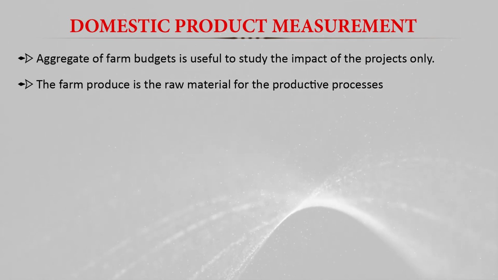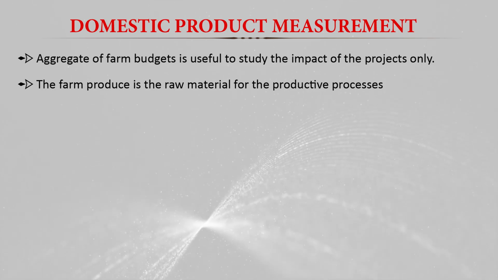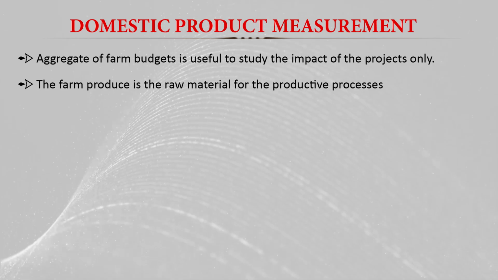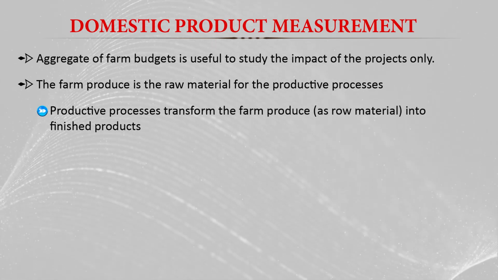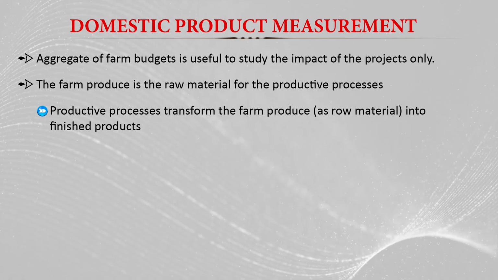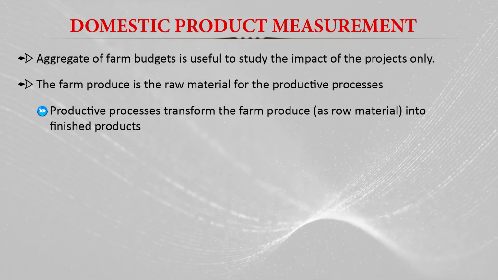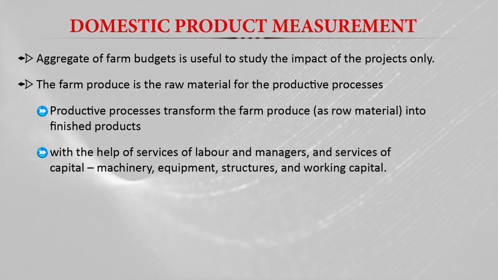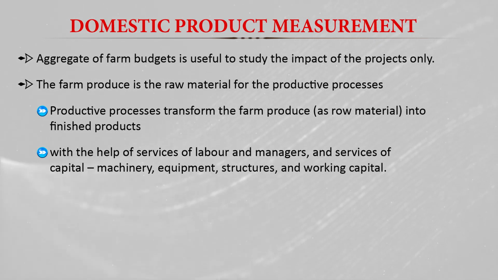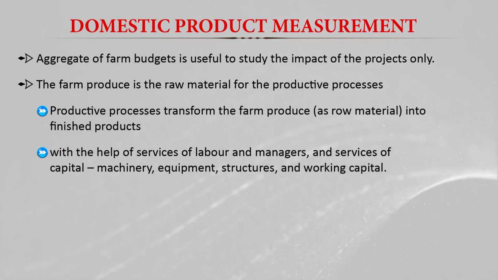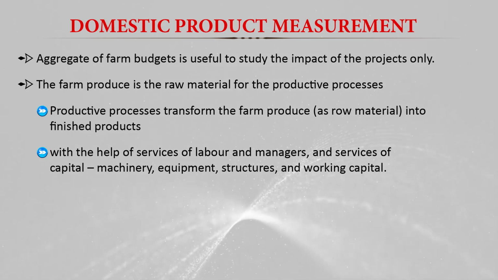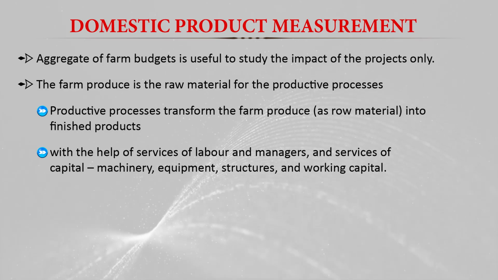And then farm produce basically is the raw material for the productive process. The farm produce is also the raw material for many manufacturing or industrial processes, and the productive process basically transforms this farm produce, which they are using as a raw material, into finished products. So with the help of the services of labor and managers and the services of capital like machinery, equipment, structures and working capital, the industry production process transforms this raw material or farm produce into a finished product.